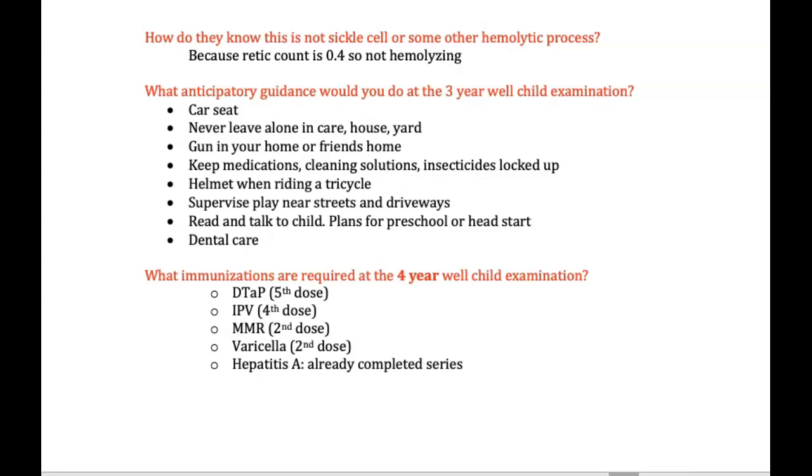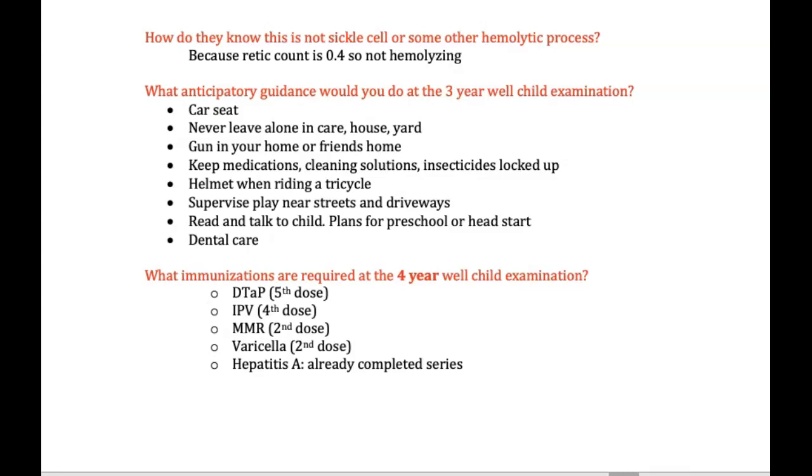Okay, so let's think about anticipatory guidance for a 3-year-old. What are some things at a well-child check we'd want to talk about with a 3-year-old? Car seats, never leaving him alone in the car, house, or yard, any guns in your home or a friend's home, keeping medications, cleaning solutions, and insecticides up out of reach, a helmet when riding a tricycle, supervision when playing near streets and driveways, reading and talking to the child, plans for preschool or Head Start, and dental care.